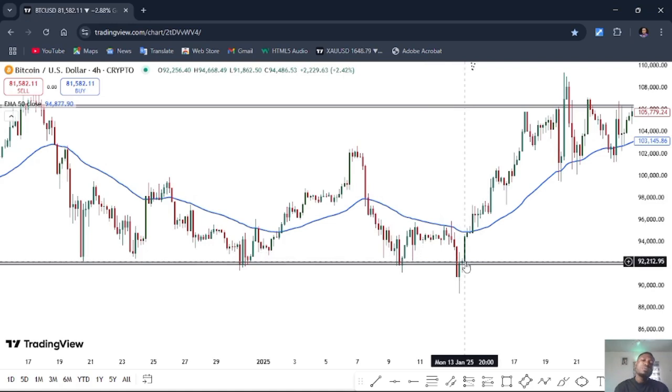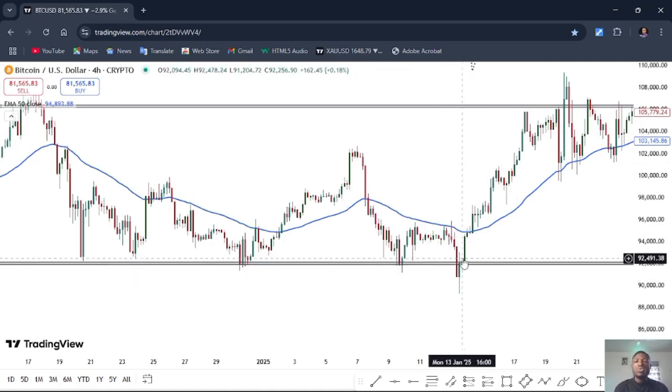And what is the type of confirmation candle I'll be looking at? Number one, since price is heading down, I'll be looking for a full bullish engulfing candle or a hammer or any candlestick pattern that signals a reversal to the upside. That is what I'll be looking for right here.